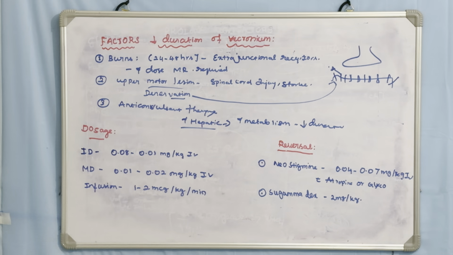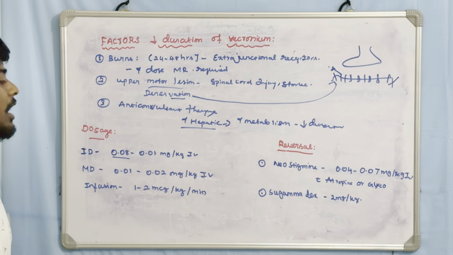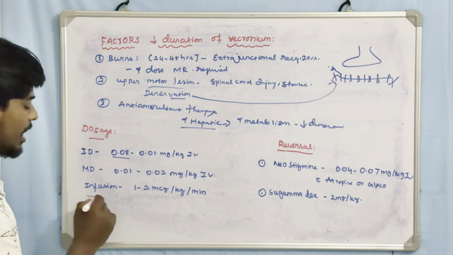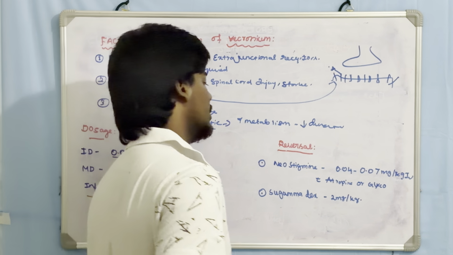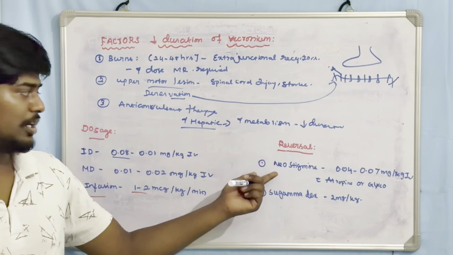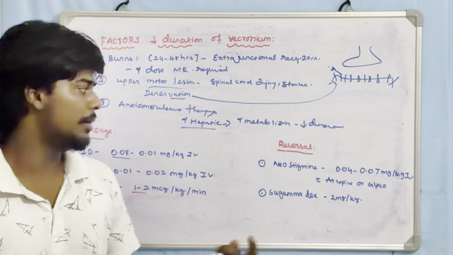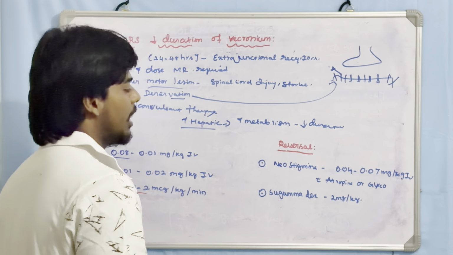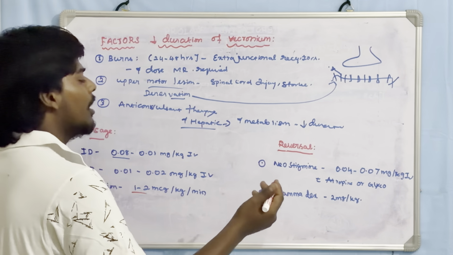And the doses of Vecuronium are very important. The intubation dose is 0.08 to 0.1 mg per kg IV, the maintenance dose is 0.01 to 0.02 mg per kg IV, and the infusion is 1 to 2 micrograms per kg per minute. That is the dose. Vecuronium is reversed by Neostigmine, 0.04 to 0.07 mg per kg IV, along with atropine or glycopyrrolate. These are anticholinergics that decrease the muscarinic effects.